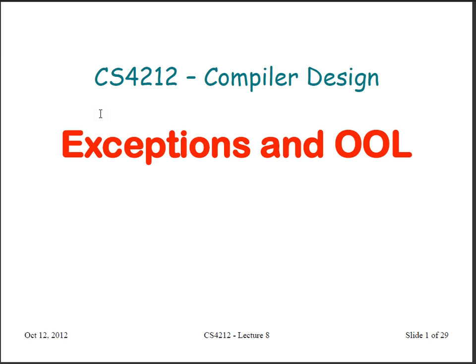So we will showcase the implementation of exceptions and object-oriented languages as a translation from C++ into C. This translation showcases the principles very well, so hopefully you will be able to see how this would work at the level of generating assembly language code. All right, so let's start.